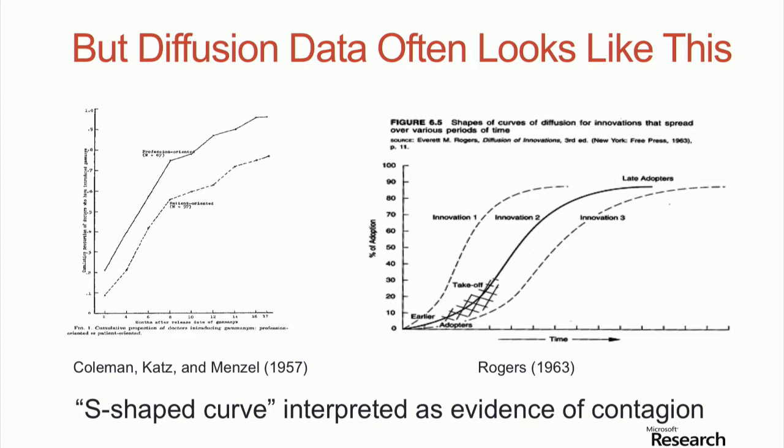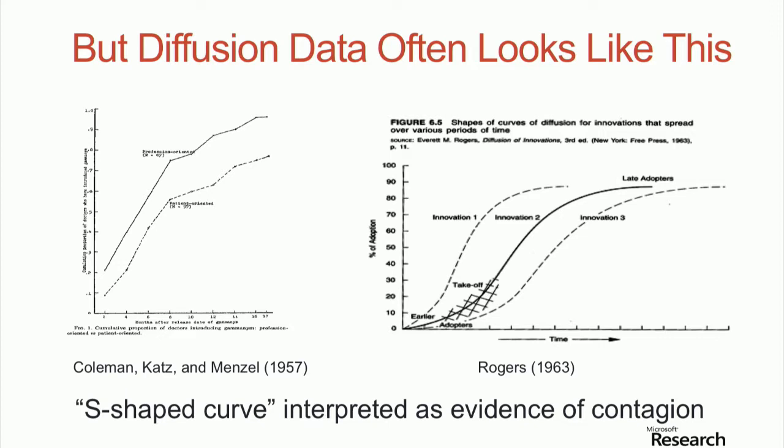So these are not minor examples. These are core canonical representations of how we can think about empirical diffusion data in a social science context. And the claim that Rogers makes, and that Coleman, Katz, and Menzel made as well, is that the signature of diffusion, of contagion, is this S-shaped curve, right?